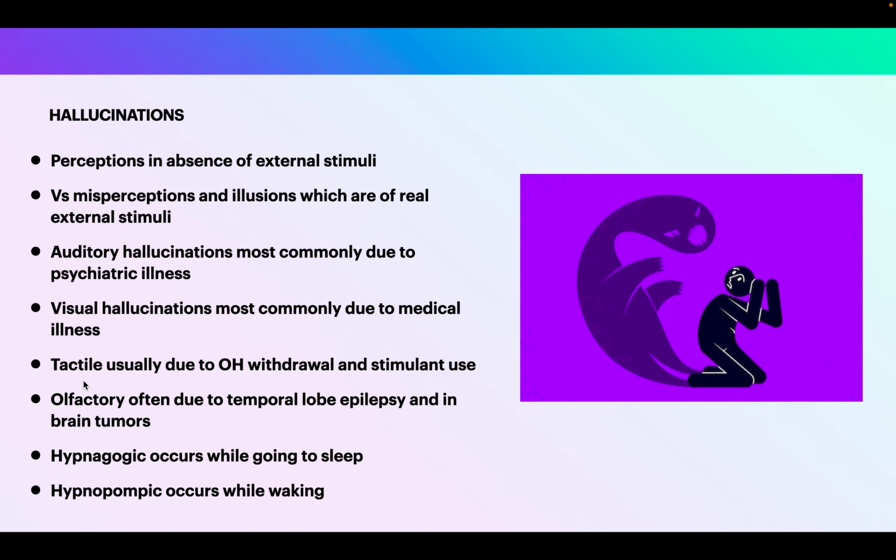Tactile hallucinations are like the cocaine crawlies, and olfactory hallucinations are most commonly associated with temporal lobe epilepsy and brain tumors, and they'll describe the smell of burnt tires. Hypnagogic are the hallucinations that you see going to sleep. This is actually kind of normal. This is when you start seeing sheep or shadows creeping on the walls. Hypnopompic occurs when you are waking up. So you see the sun, and then you start seeing those sheep going away or something. So these are actually pretty common.